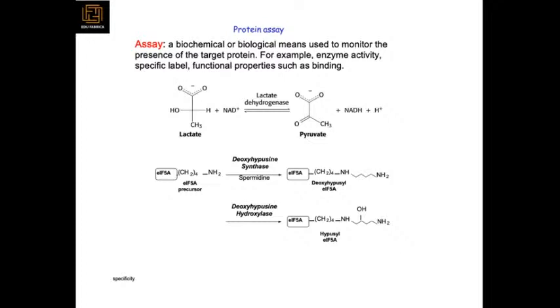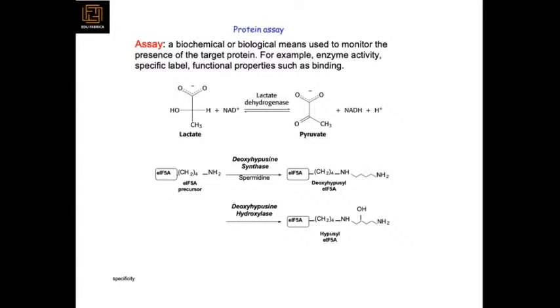Then this is to start with something with the protein assay. It's a biochemical or biological means used to monitor the presence of targeted proteins, to check how much of it is present, to check that specifically. For example, enzyme activity, specific labels, functional properties such as binding are all present on that. So like let's say lactate, we add NAD plus, and then lactate dehydrogenase as an enzyme. So what it will do, it will change from lactate to pyruvate, and then NADH and H plus.